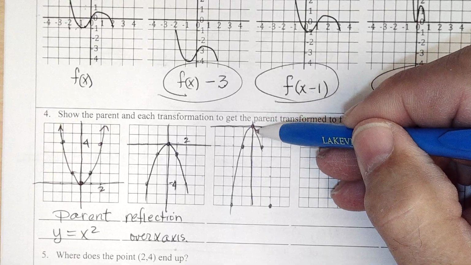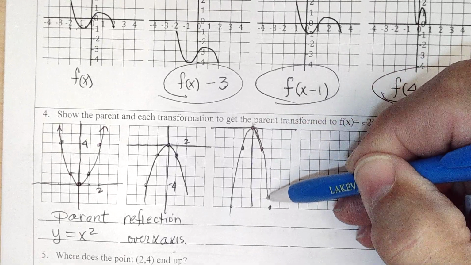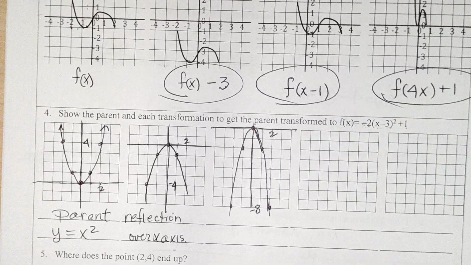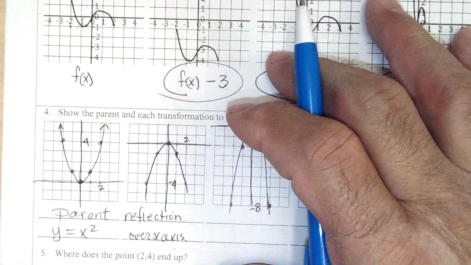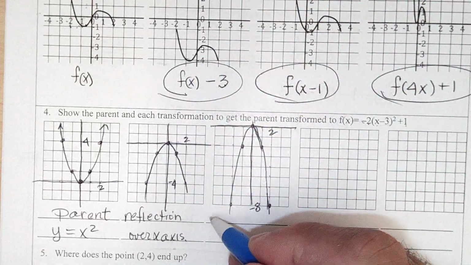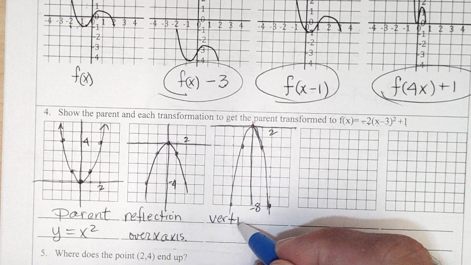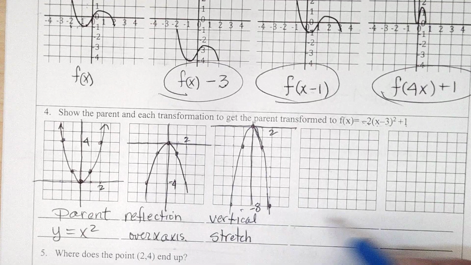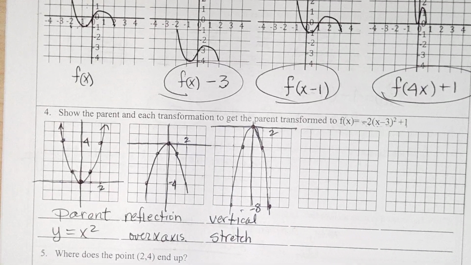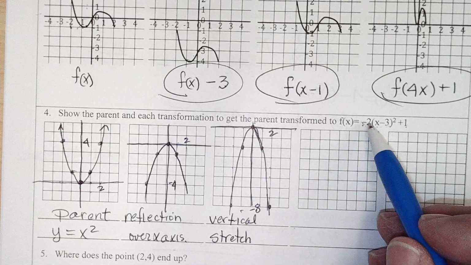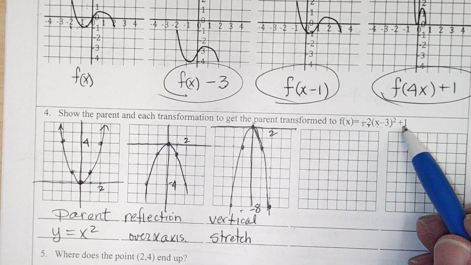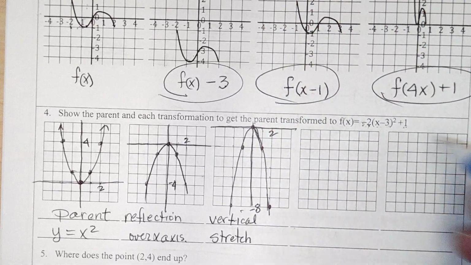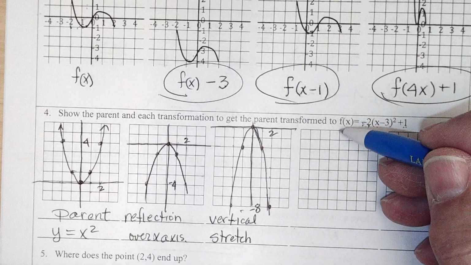So this 2 on the outside is making things twice as far from the x-axis. So it's a vertical stretch by a factor of 2, twice as much. So the minus, the 2, and the 1 are on the outside, and the 1 is plus, so it's going to move this graph up 1. It does just like you would think it would.